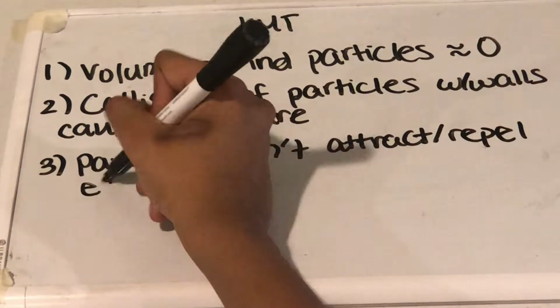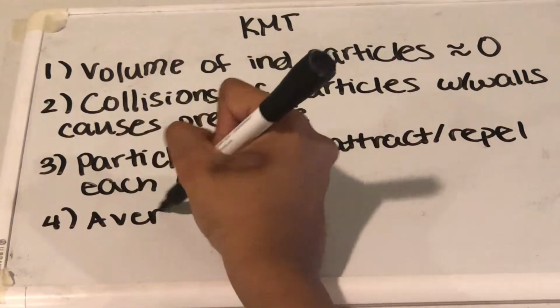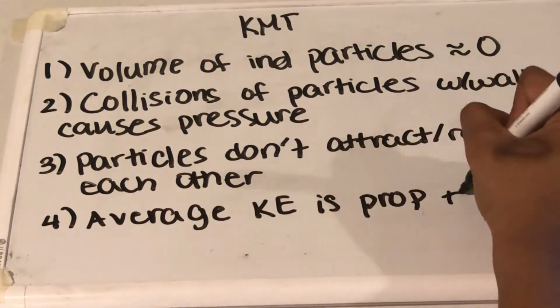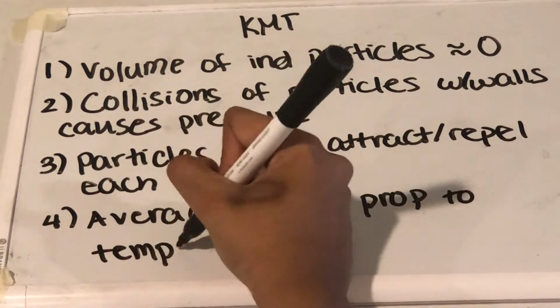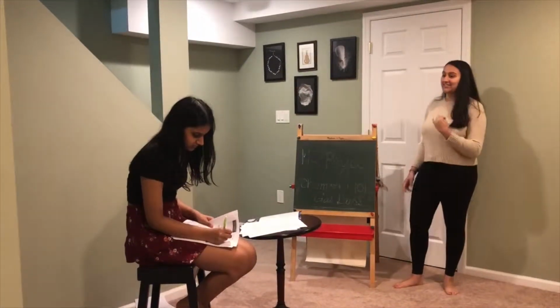Number 4, the average kinetic energy of a collection of gas particles, which is the average energy of motion of a collection of gas particles, is assumed to be directly proportional to the temperature of those gases in Kelvin. So, class, there are four main gas laws.